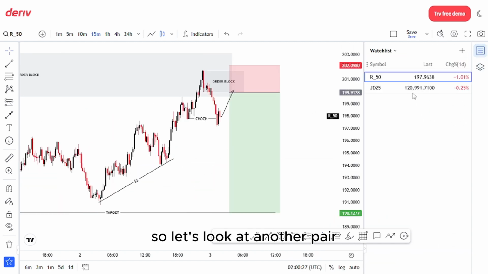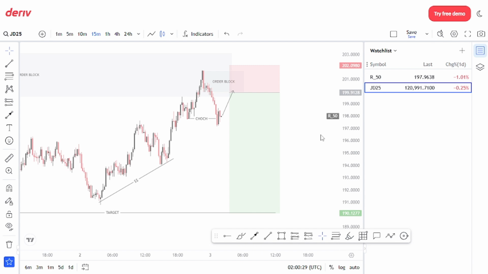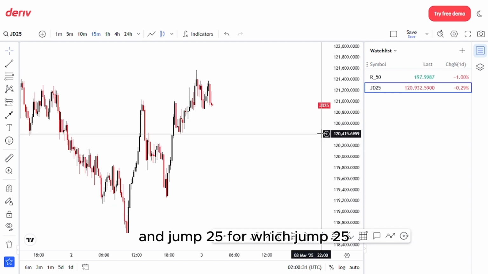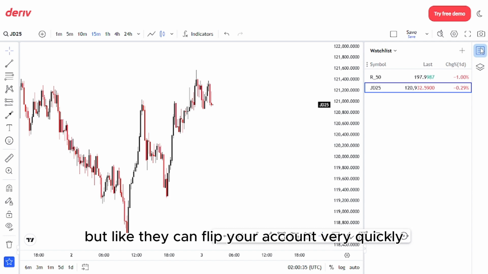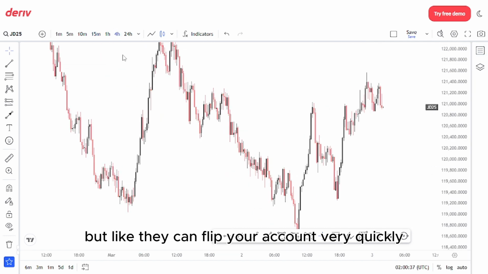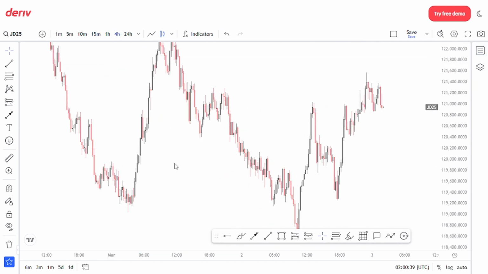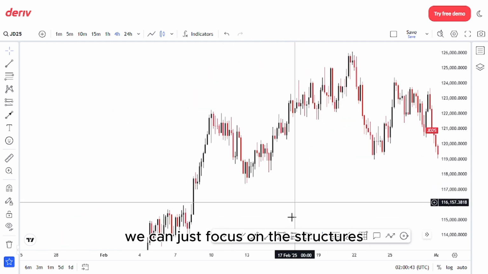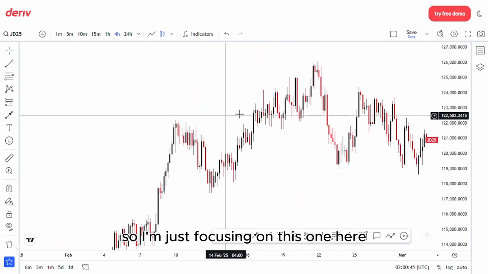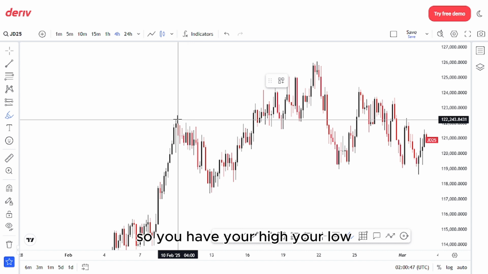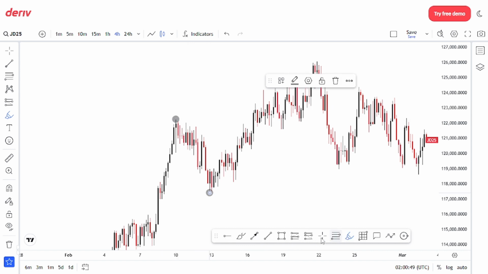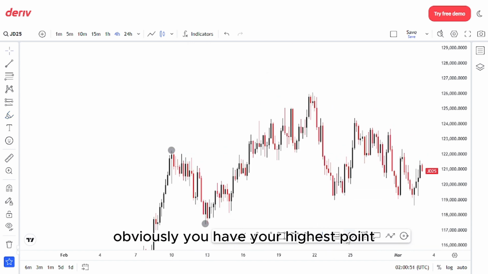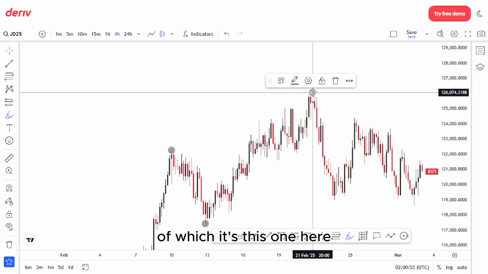So let's look at another pair, Jump 25. Jump 25, I normally don't trade these things, but they can flip your account very quickly if you know what you're doing. And guys, as you can see here, we can just focus on the structures. So I'm just focusing on this one here. So you have your high, your low, then at the top of the structure, obviously, you have your highest point, which is this one here.